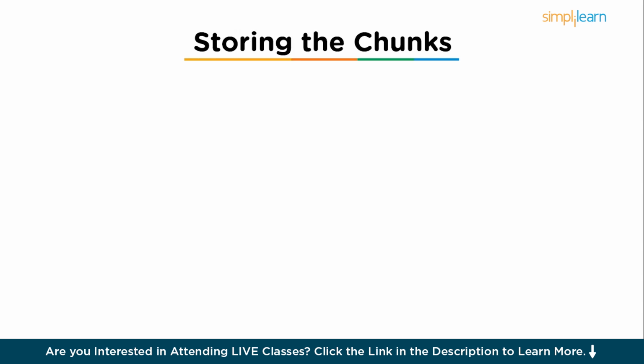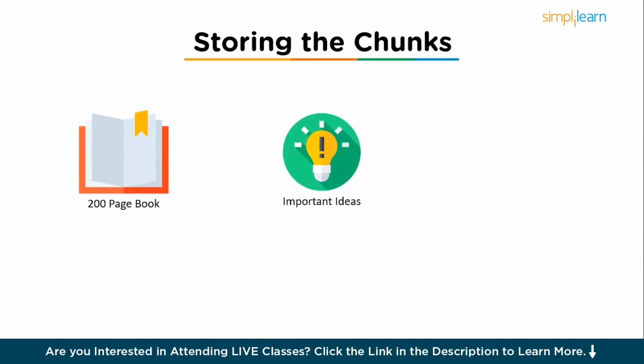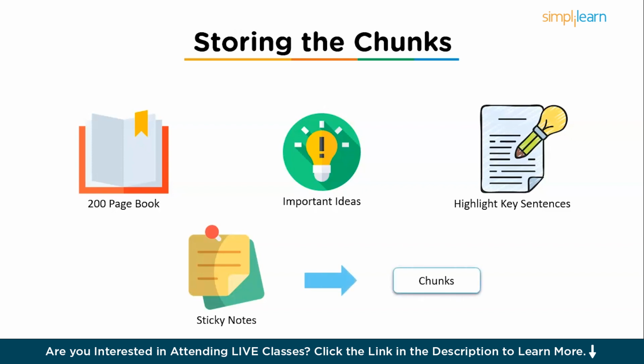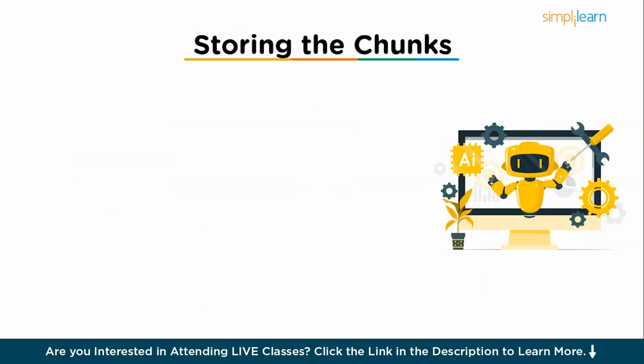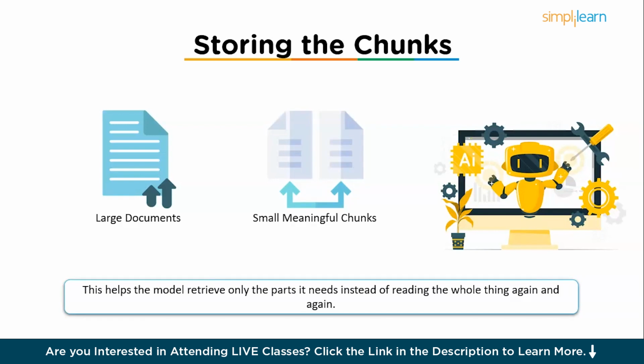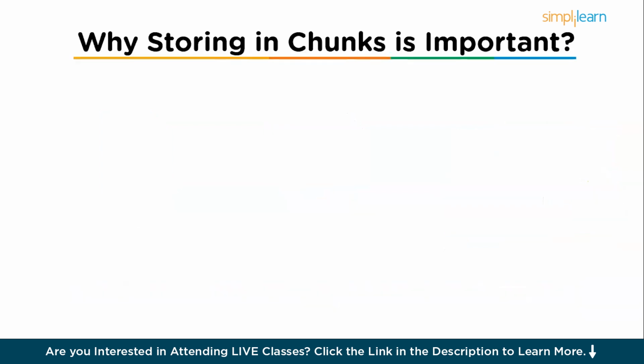In this chapter, we will talk about storing the chunks, vector stores, and embeddings. Imagine you are reading a 200-page book and you want to remember the most important ideas. Instead of just memorizing every word, you highlight the key sentences and write them on sticky notes. These sticky notes are your chunks. In the world of AI and large language models, especially in Retrieval-Augmented Generation systems, we do something similar. We split large documents into small meaningful chunks of text. This helps the model retrieve only the parts it needs instead of reading the whole thing again and again.